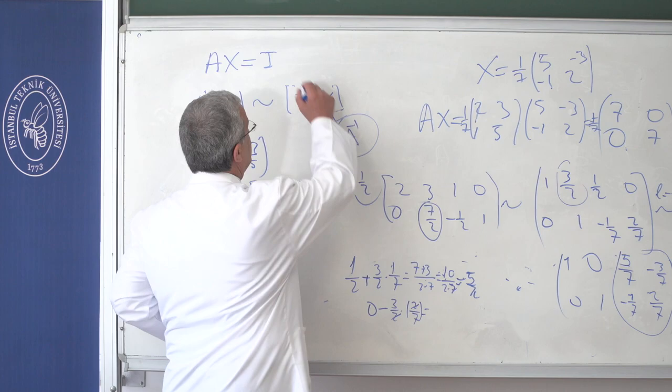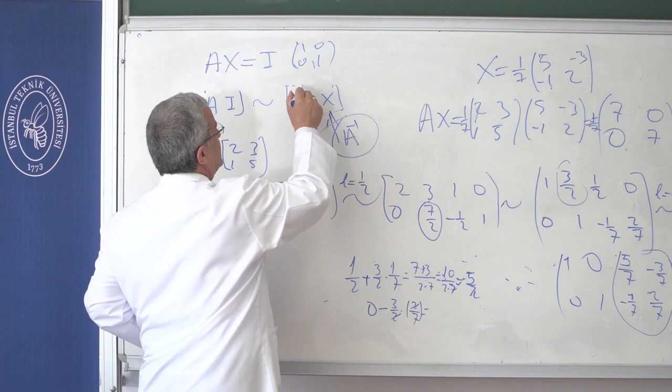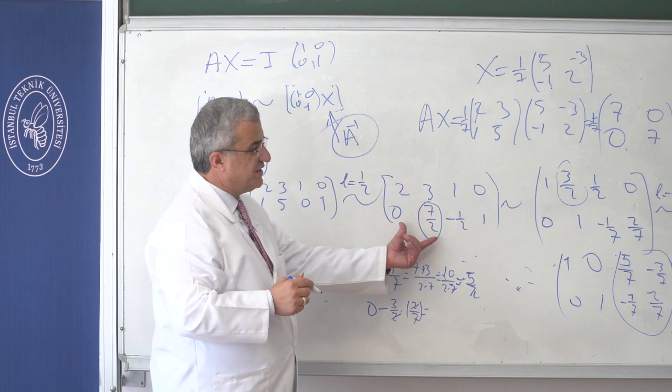I want here 1, 0, 0, 1. This is what I want, isn't it? Just 2 by 2. 1, 0, 0, 1. Okay? Here, I want 1, 0, 0, 1. Okay? I want this 1, 0, 0, 1.